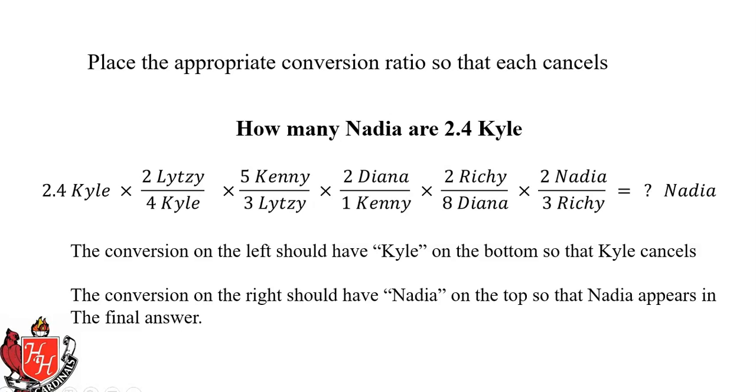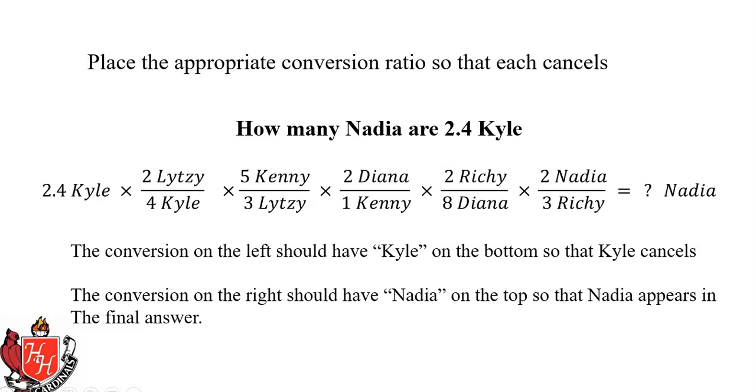So the Kyles cancel out. Okay, and then if you look at it, the Litzy on the top and the Litzy on the bottom cancel out, because I have that relationship between Litzy and Kyle, and then I have that relationship between Kenny and Litzy. And then the Kennys will cancel out, because I have a relationship between Diana and Kenny. And then the Dianas will cancel out, because I have a relationship between Richie and Diana. And then the Richies will cancel out, because I have a relationship between Richie and Nadia. And the only one left at the end is Nadia.